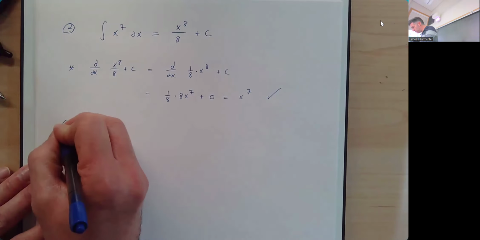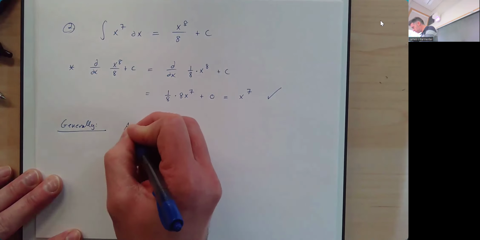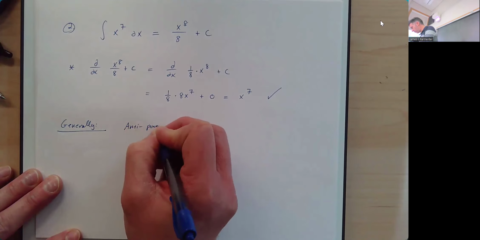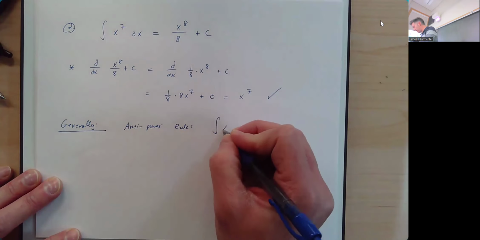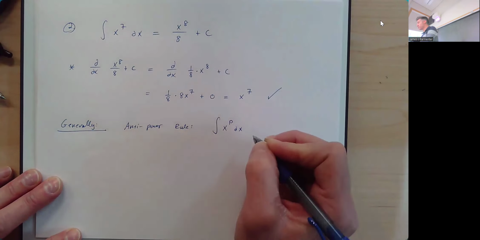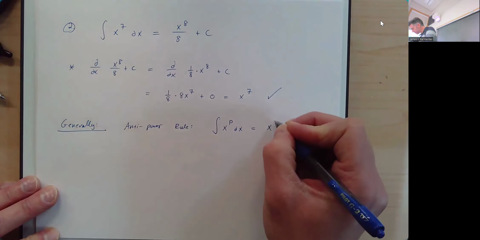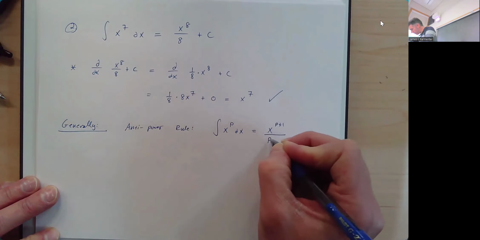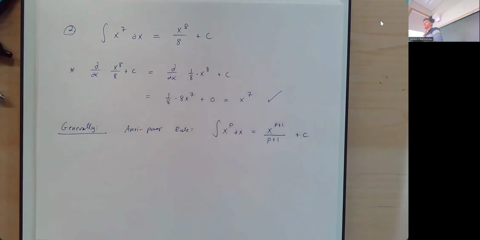So generally, we have what I like to call the anti-power rule, or the reverse power rule. I like anti-power rule. The antiderivative of x to some power is, well, in each case so far, we've added 1 to the power and then divided by the new power. And then we tacked on a constant. Which really is you're undoing the thing you did by doing the opposite things in the opposite order.